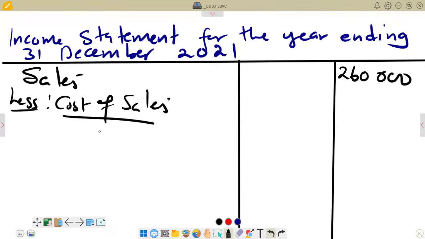So, the calculation of cost of sales: remember we say opening stock of finished goods, and then we're supposed to add your purchases, which we are going to replace with our cost of production. So we say opening stock of finished goods, we add our cost of production, and then after adding our cost of production, we subtract your closing stock of finished goods and get your cost of sales. Basically, that's how we are going to calculate it.